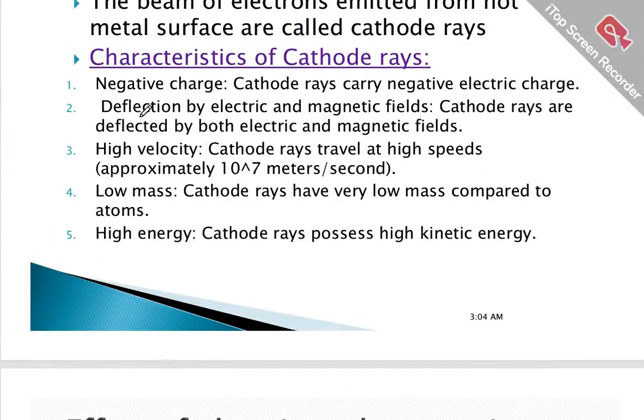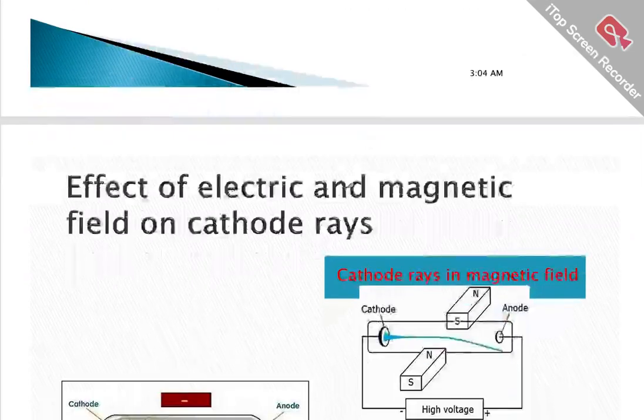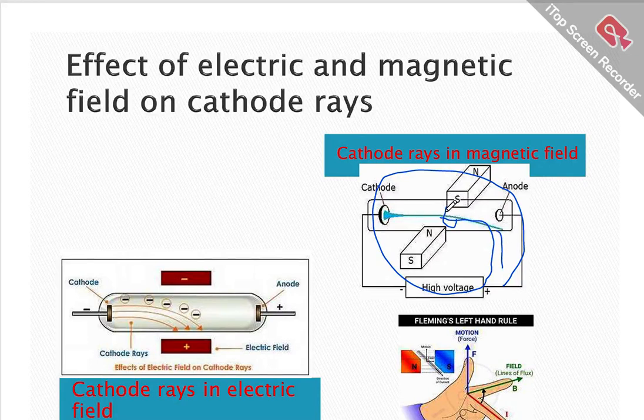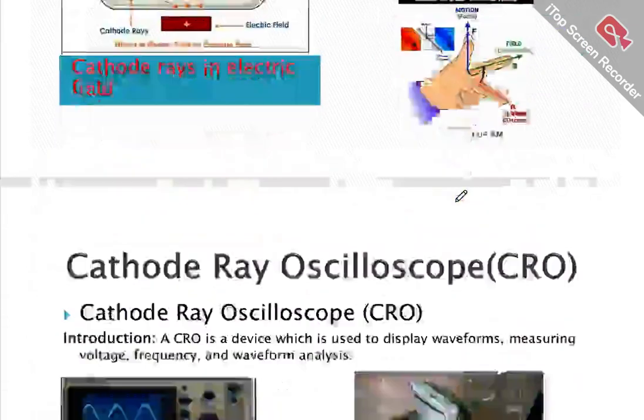Characteristic number 2 is deflection by electric and magnetic field. Cathode rays are deflected by both electric and magnetic field. In electric field, they will bend towards the positive plate, and in magnetic field, they will move around a circle of specific radius. These cathode rays are passing through the magnetic field of this magnet, and in this region, they will bend from their path. Instead of moving in a straight line, they will bend in a circular path. So these are the effects of electric field and magnetic field.